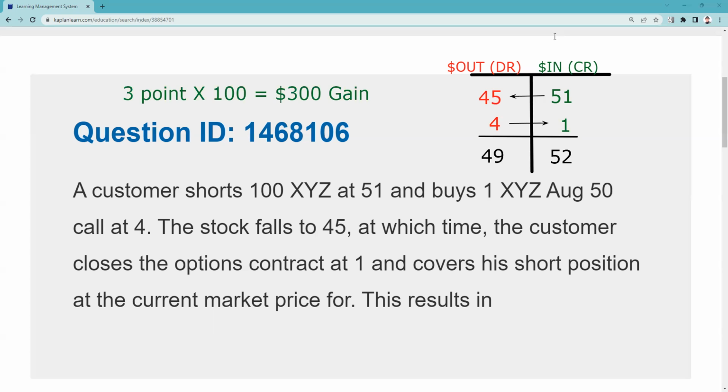And remember, if you're using pluses or minuses, you could say I'm out 45 for the stock, I was out 4 points for the protection, so I'm out a total of 49. I brought in 51 for the short stock position. I brought in another 1 when I offset the option transaction. So overall, that's just another way of saying I made 3 points, got more money in than out.